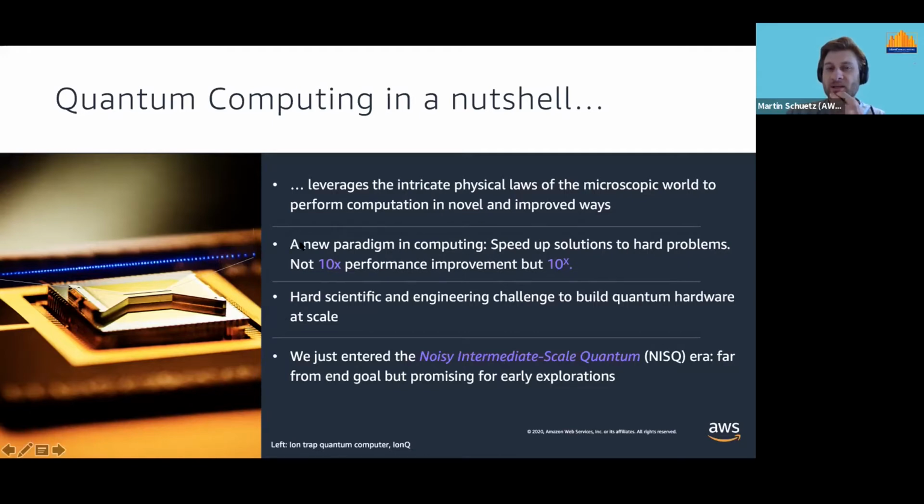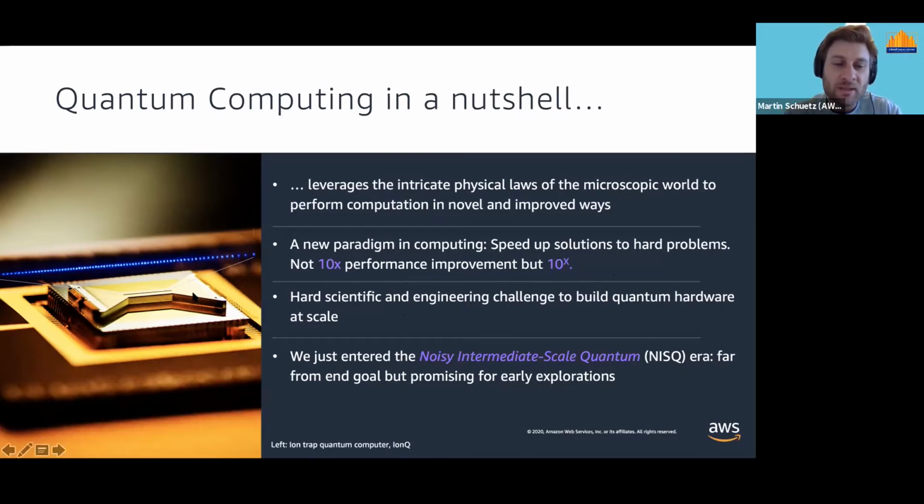And really what we anticipate is not just a 10x performance improvement, like with your next generation of GPUs, but really a 10 to the x exponential improvement for certain problems. Nevertheless, this has to be taken with a grain of salt, simply because building such a machine at relevant scales is an enormous undertaking, both from a scientific and an engineering point of view. So building up this quantum hardware at scale is really a tour de force, and we're just getting started.